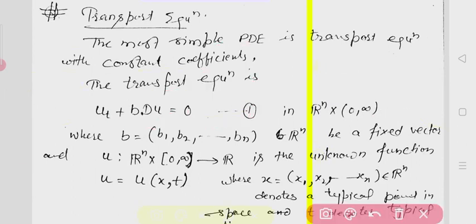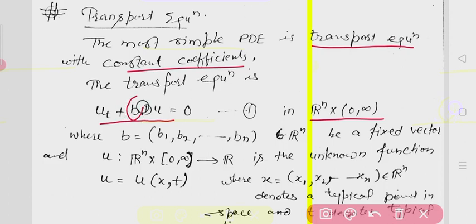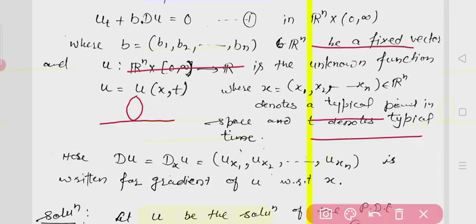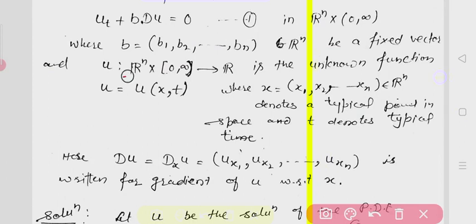The simplest PDE is the transport equation with constant coefficient, and we know that the transport equation is ut plus b into du equal to 0 in Rn cross 0 to infinity. Okay, here what is b? b belongs to Rn, some fixed vector. And u is the unknown function, a function from Rn cross 0 to infinity to R.